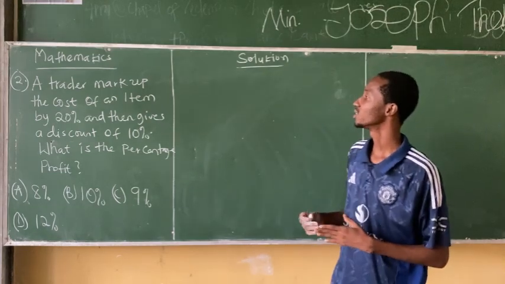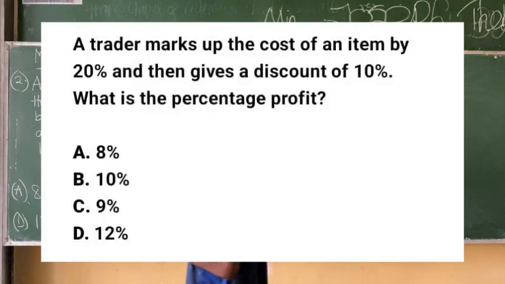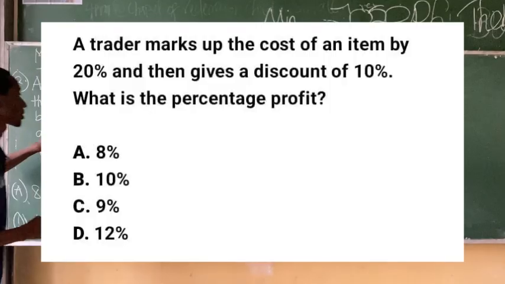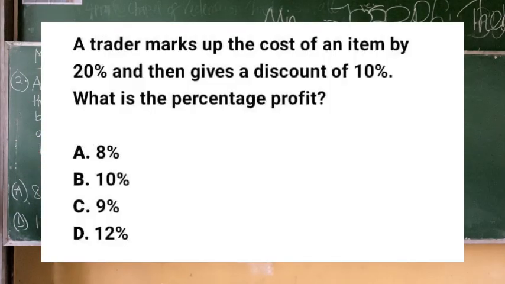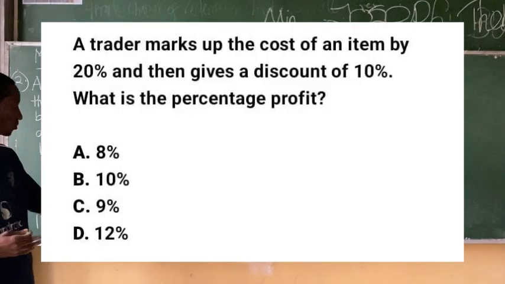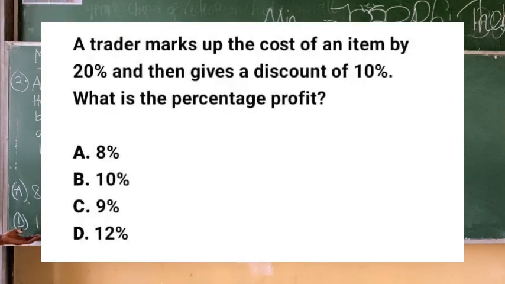Question 2 for today says, a trader marks up the cost of an item by 20% and then gives a discount of 10%. What is the percentage profit? Option A, we have 8%, B, we have 10%, C, we have 9%, and D, we have 12%. So, let's solve this together.